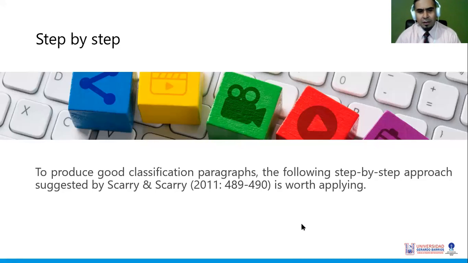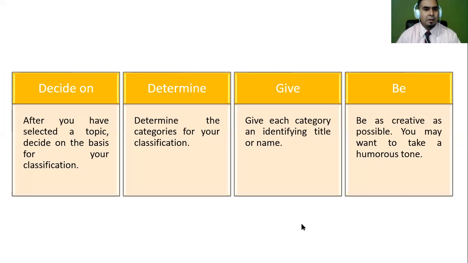Now, step by step, to produce good classification paragraphs, the following step-by-step approach suggested by Scary and Scary is worth applying. Now, let's find out what kind of steps those are. Decide on, determine, give, and be. Decide on means after you have selected a topic, decide on the basis for your classification. Very important. What about determine? Determine the categories for your classification.